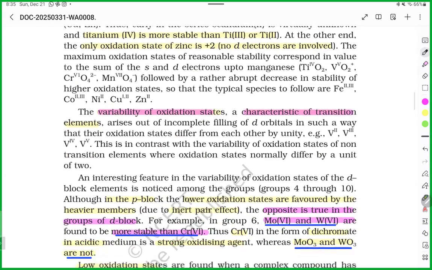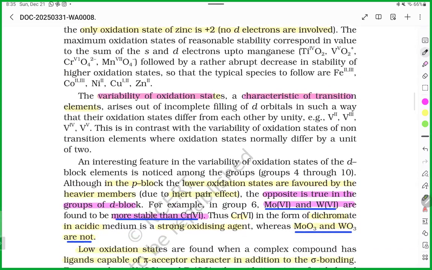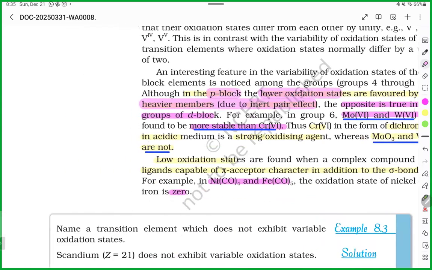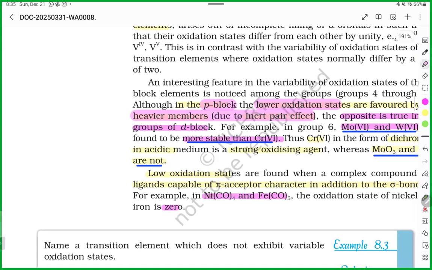Now you can see variability of oxidation state is the characteristic of the transition element because it does not happen in others. Here you will see in p block elements, lower oxidation states are favored by the heavier members due to the inert pair effect. Still, you will not understand this point.